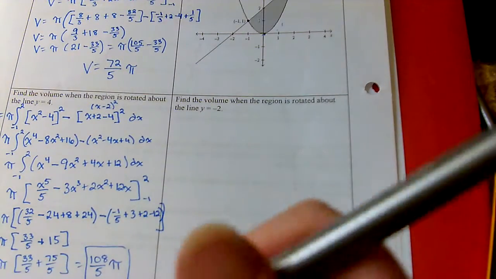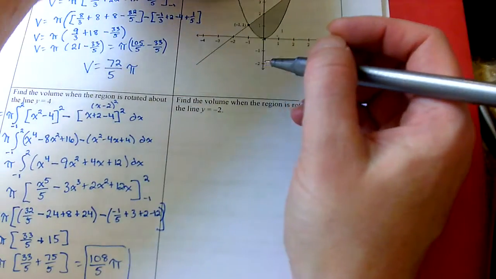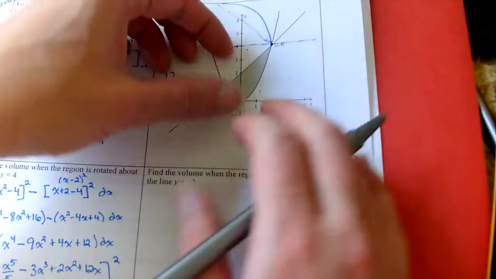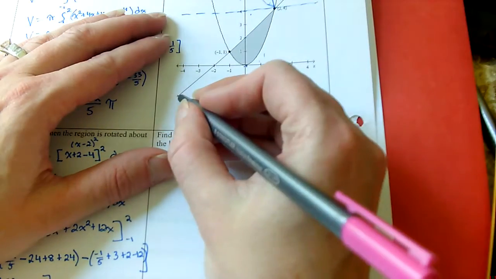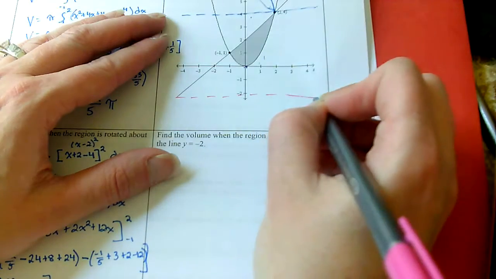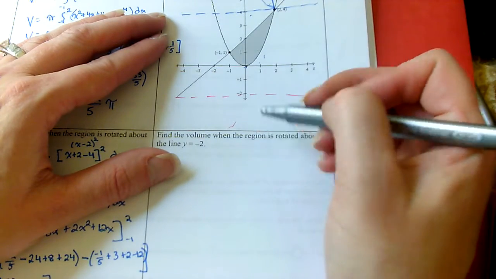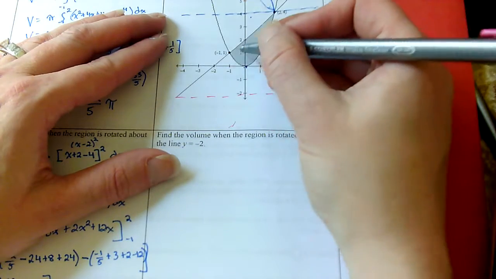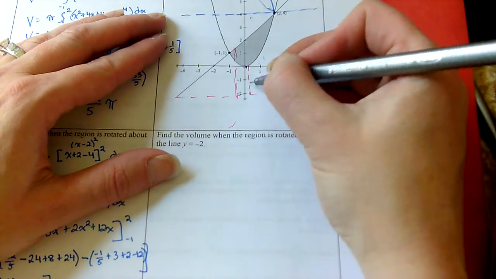So taking the same figure, but this time, instead of rotating it around y equals 4, or just around the x-axis, we're rotating it around -2. So there's going to be a big gap in the middle. For this one, my outer radius is going to be here, and the inner radius is going to be here.